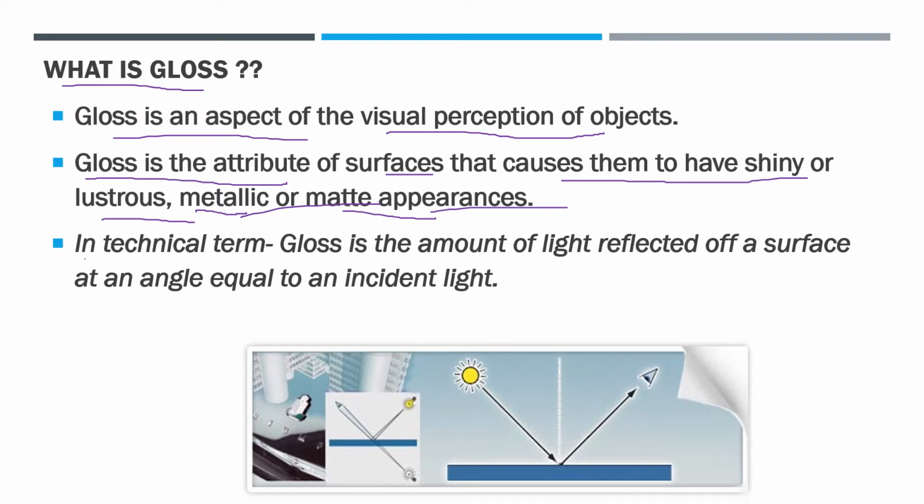Then in technical terms, you can say gloss is the amount of light reflected off a surface at an angle equal to the incident light. Meaning, gloss is the amount of light which reflects from the substrate, the amount of reflected light being equal to the incident light. That's called the gloss of the paint film or any kind of substrate.